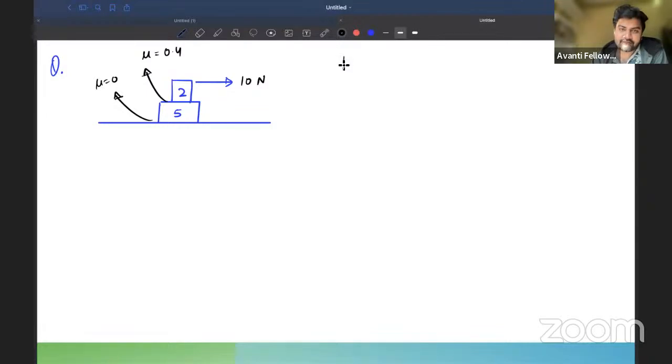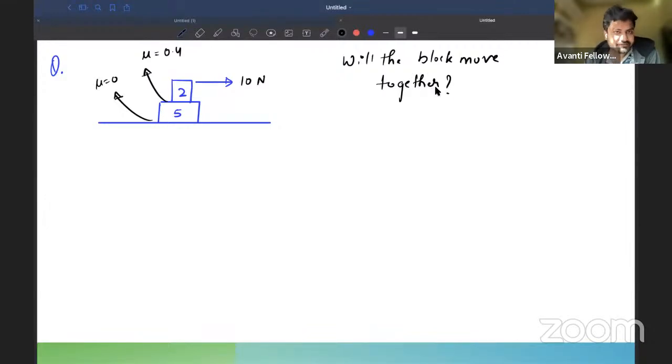So question is, will the block move together? क्या ये ब्लॉक साथ में चलेंगे? ये सवाल है. Question is, will these blocks move together? ओके, बहुत सिंपल तरीके से मैं बताऊंगा, राइट? प्लीज लिसन केयरफुली. ओके ओके ओके आस्था, ग्रेट. सो ब्लॉक साथ में चलेंगे कि नहीं?